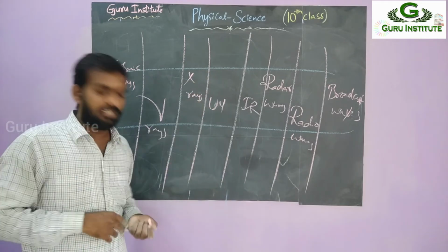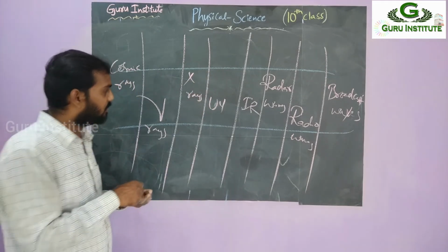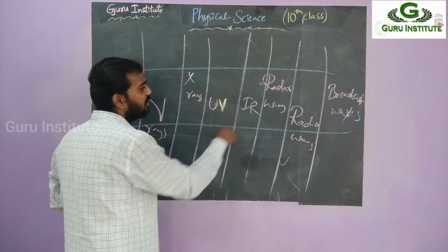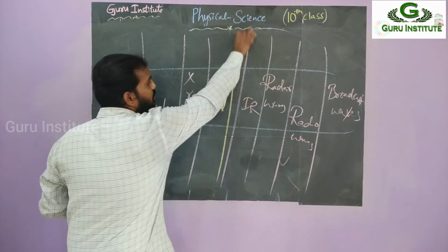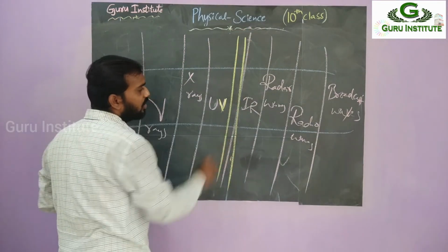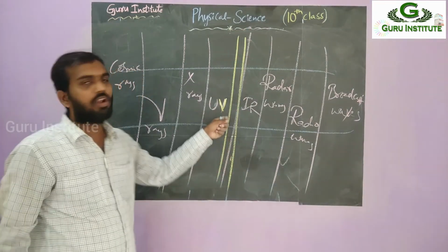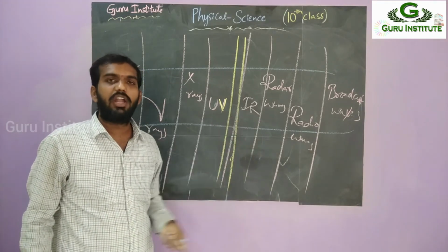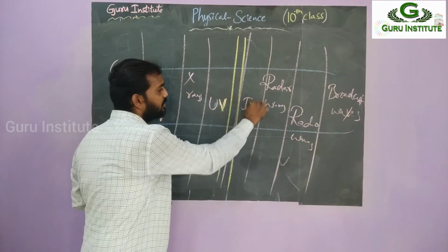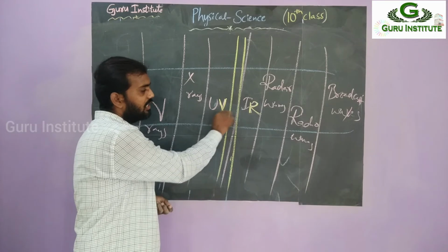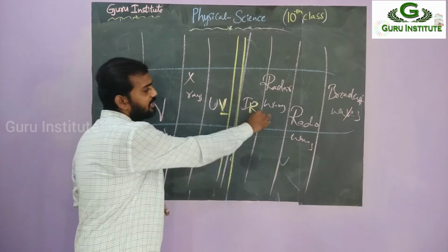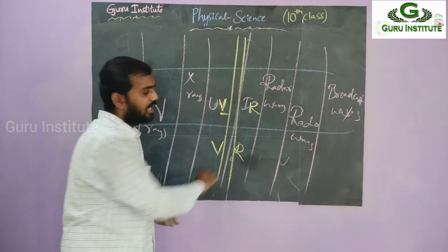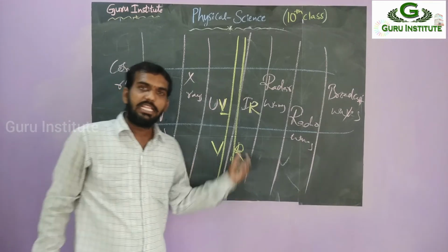Then where is it presented? Observe this. Here UV rays are there, IR rays are there. In between these two, our total picture is presented. Actually, UV means ultraviolet, IR means infrared. But for our remembering process, remember like this: UV, the second letter is V. IR, the second letter is R. In between, the picture is formed.